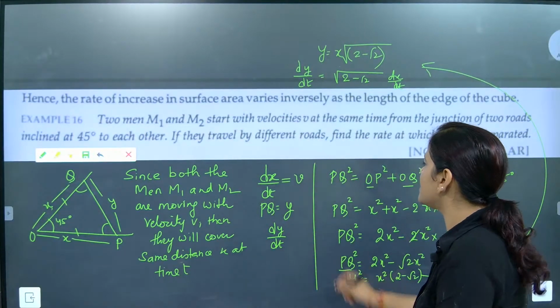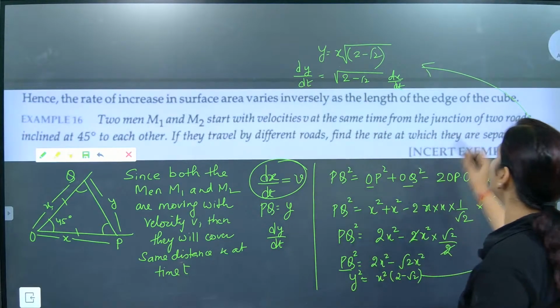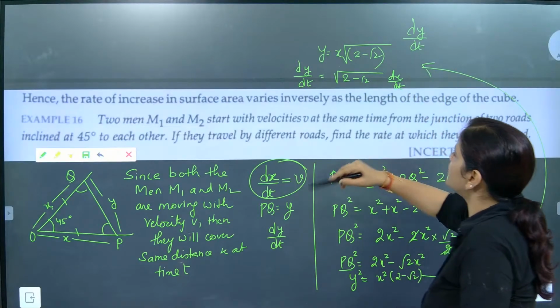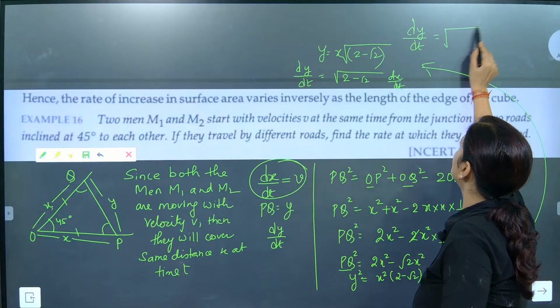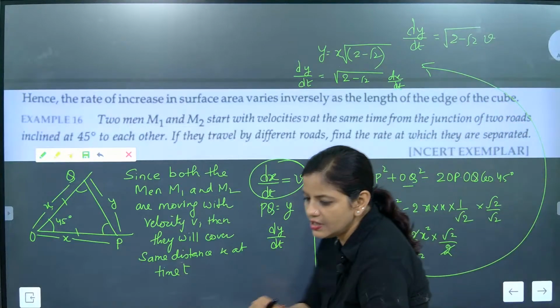In the beginning itself we have changed it. dx by dt is what? v. So we are going to substitute here: dy by dt, the rate of change of their distance, will be equal to root of 2 minus root 2 times v. And this is the end of this part.